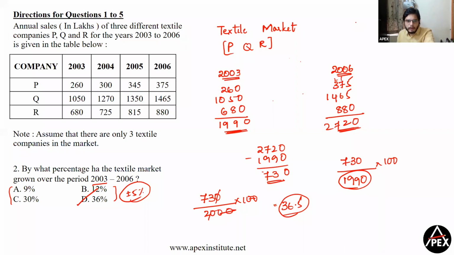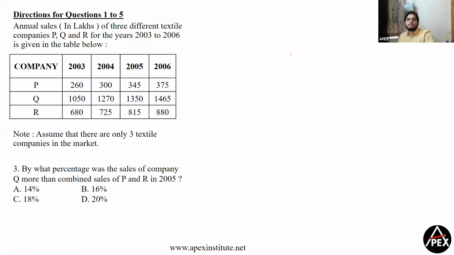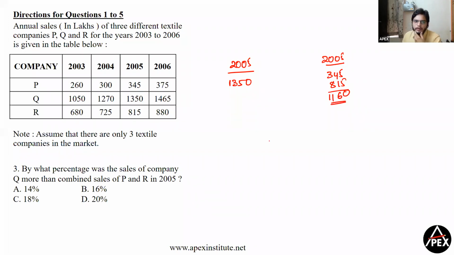Shankar, did you get it now? Yeah. Okay. So by what percentage were the sales of company Q more than the combined sales of P and R in 2005? So in 2005, what are the sales of company Q? 1350. Now in 2005, what are the combined sales of P and R? 345 plus 815. This will be 1160, isn't it?